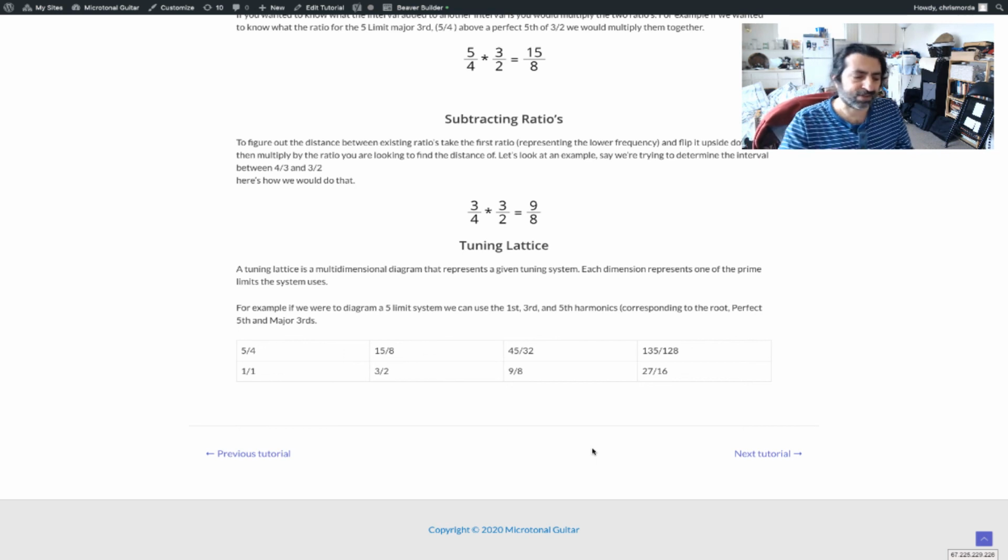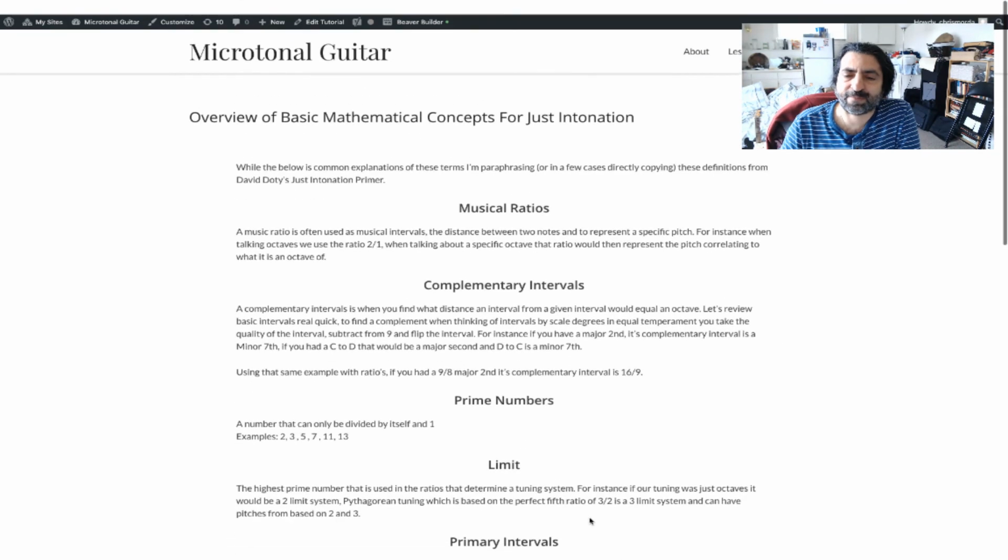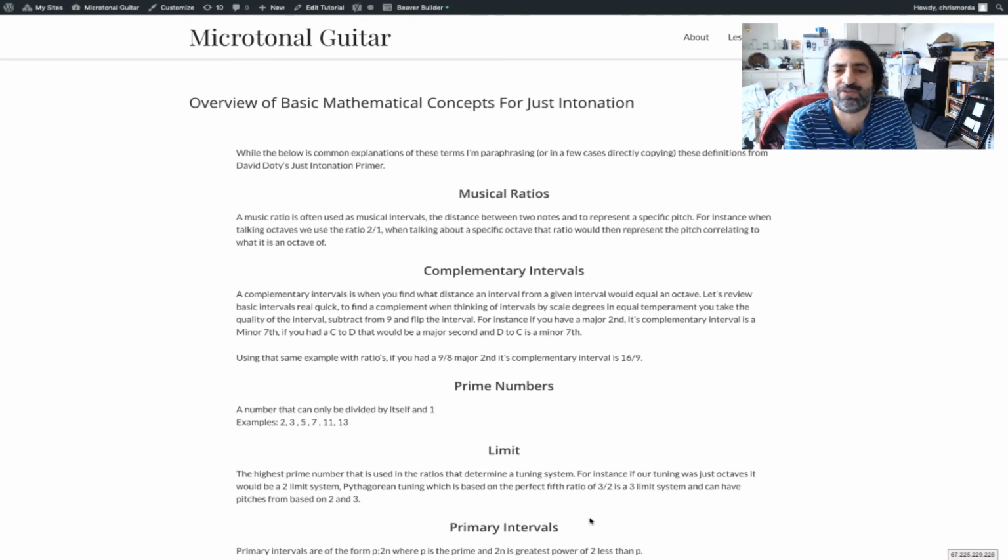Okay? So basically, I just wanted to give you an introduction to the building blocks of basic math that we use with just intonation. A lot of these are pretty standard understandings of this stuff, but I took this information primarily from David Doty's Just Intonation Primer as my primary source for this material, and I would highly recommend picking that book up.